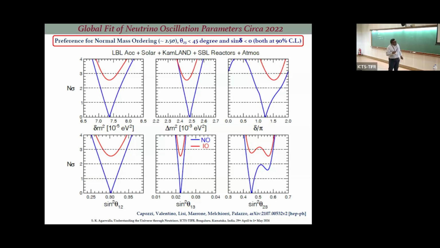Okay? What about theta 2, 3? If you see this theta 2, 3 fit here, there is a preference for lower octant. But I told you, if you change your assumption on data set, this can go to that side also. And delta CP, this much we have the information that sine delta is less than 0. That means delta CP may not be in the upper half plane between 0 to pi. So it should be in the lower half plane, which is minus pi to 0. So that's why sine delta is less than 0 at 90% confidence level.